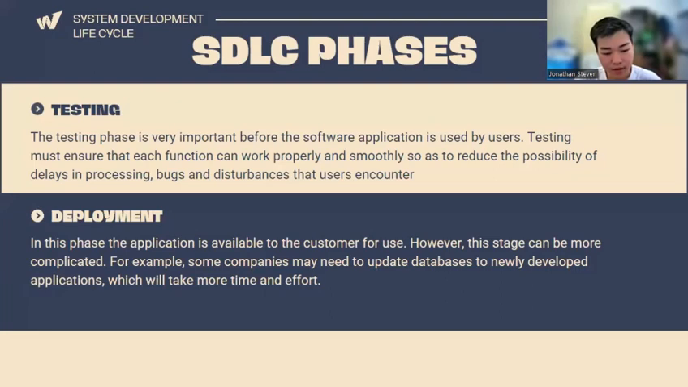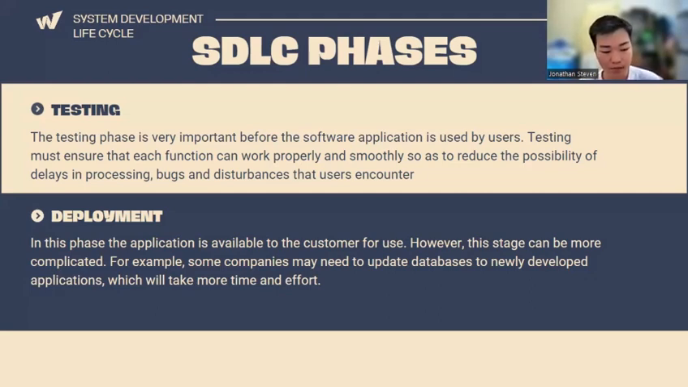Next, we have testing. The testing phase is very important before the software application is used by users. Testing must ensure that its functions can work properly and smoothly, so as to reduce the possibility of delays in processing, bugs, and disturbances that users encounter.